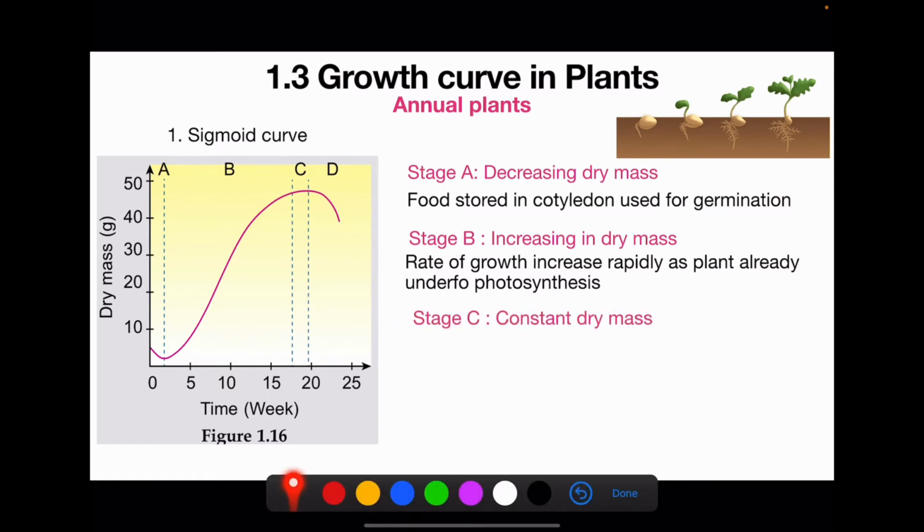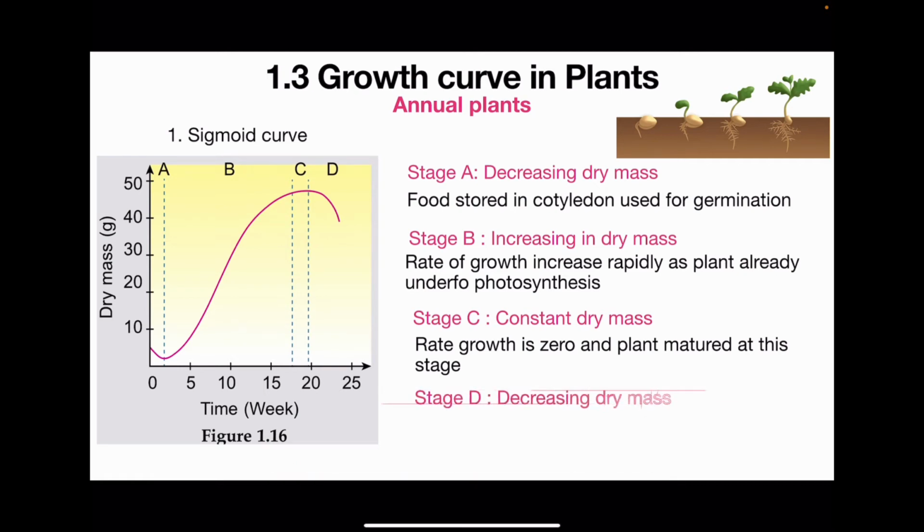The third one is stage C. This is a constant dry mass. Why at this stage is the mass constant? Because the growth rate is 0 and the plant is matured at this stage. That means the plant does not undergo any more growth, and if any cell division occurs, it is actually to replace dead tissues or dead cells, but not to increase their mass anymore.